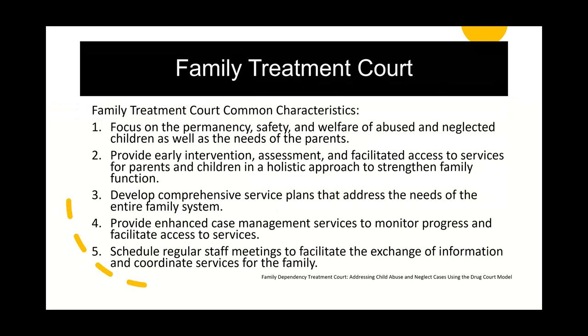I'm not going to go through each one of these, but this is just to showcase that they also have core common characteristics, kind of like the 10 essential elements of the other courts that we have looked at. The focus is on permanency, safety, and welfare of abused and neglected children, as well as the needs of the parents. Like I said, in the current system each one of those needs is addressed individually. So if a parent wants treatment, they go to treatment, but it is not always reported back to the CPS worker. And then the CPS worker is specifically dealing with the child. So there are all sorts of coordinated responses that need to happen, and that helps when you are focusing on the family as a whole and when your goal is safe reunification. Early intervention, assessment, facilitated access to services for parents and children.